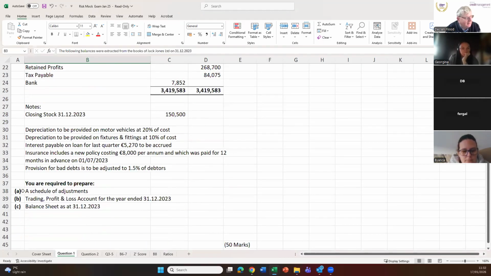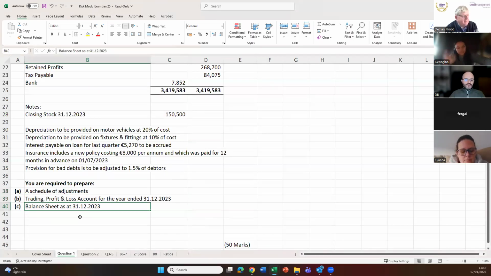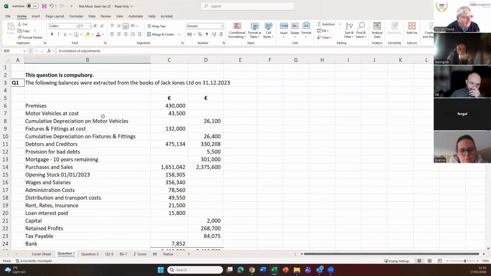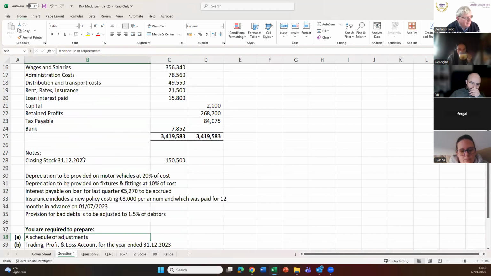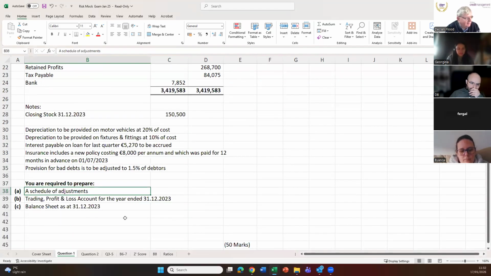And just remember, and this applies to credit management as well as risk, just make sure you're aware of the different parts of the question. So in this question, there are three things you are being asked to do. One is to produce a schedule of adjustments. Two is to produce a trading profit and loss account. And three is to produce a balance sheet. So there are three things you need to do for this question, and the best way to go through it is in order. So this is what you have to do. And again, you'll have a trial balance, you will have adjustments, and then you have to prepare this.